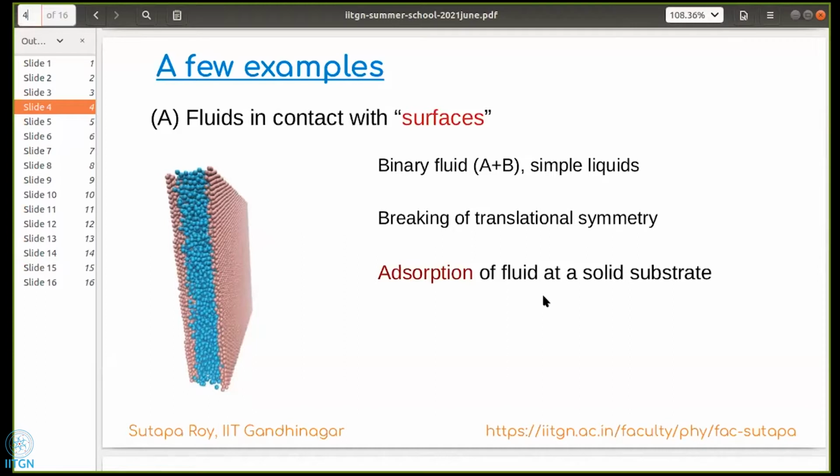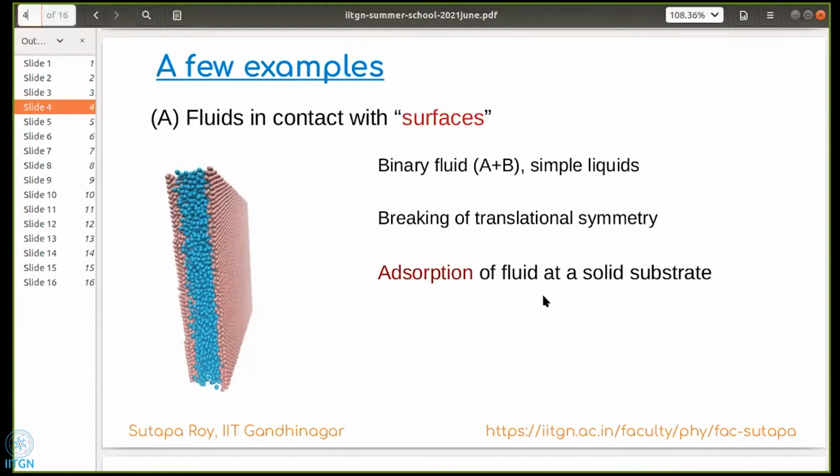And one thing to note here is that when you have this kind of surfaces, okay, you get a breaking of the translational symmetry of the system. So if you have a bulk system, okay, you know that there is some kind of translational symmetry. But the moment you put surfaces, this translational symmetry gets broken. And we will see what are the consequences of such symmetry breaking. So this is one example which we will pick up tomorrow.